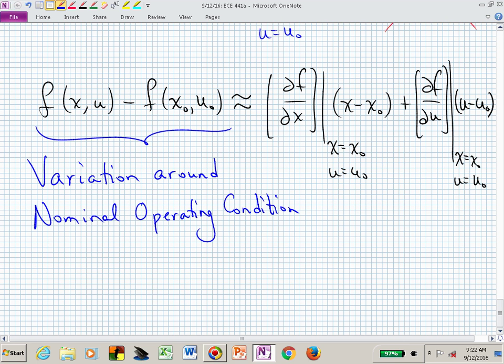Another visual that I like to have people think about is, suppose you have a satellite orbiting a planet. That satellite might have a nominal path around that planet. That's the x naught, u naught. And if somehow it gets bumped away from that nominal, that's giving us then this variation, f of x, u minus f of x naught, u naught. And we want to know, how does the system behave relative to a small variation around x naught, u naught.